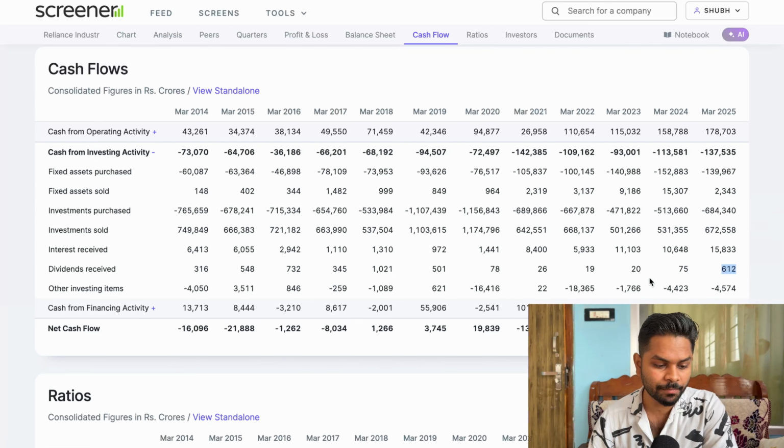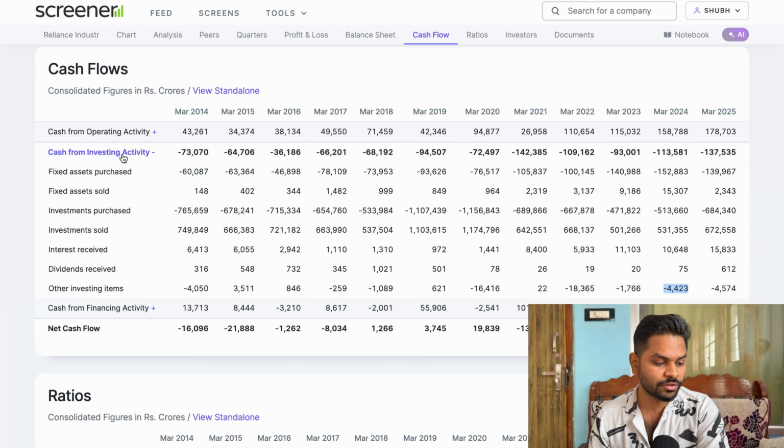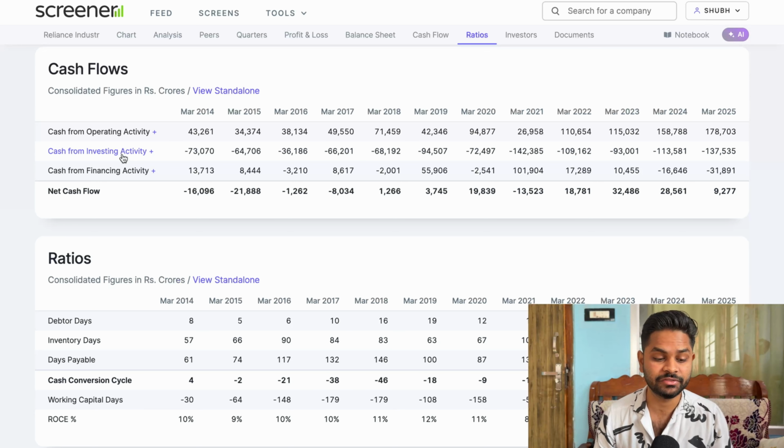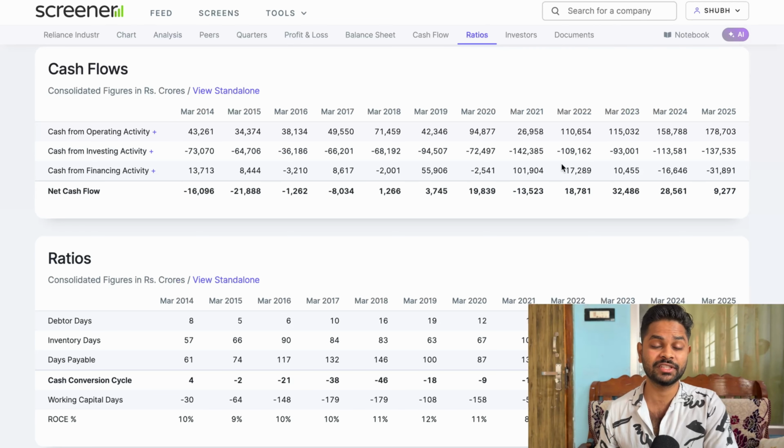Other investment item, they spent 442 last year, and it is 457 now. Now other investment item, they are investing in other things, it was 4575 crore. So this is what investing activity tells you, right? From the last year they have invested more, right? Either in purchasing investment opportunities or buying fixed assets or whatever it is, they are investing more into the business from the last year. So it is very healthy and very good for the business's future, and in the long term this business will do very, very good.